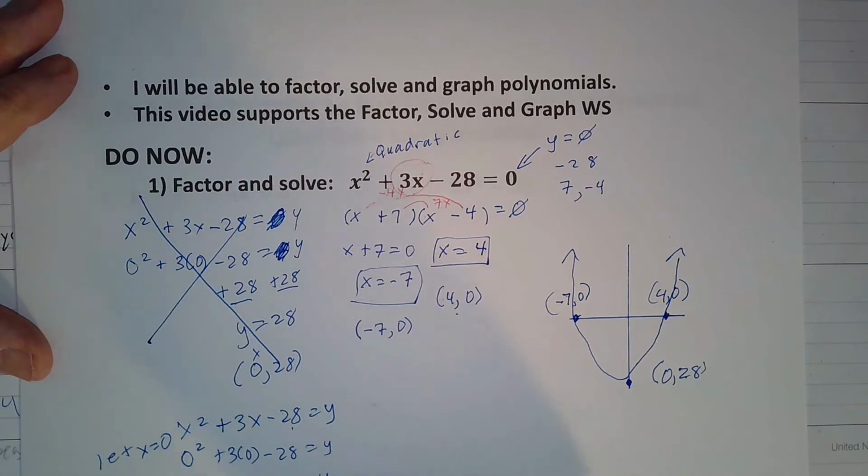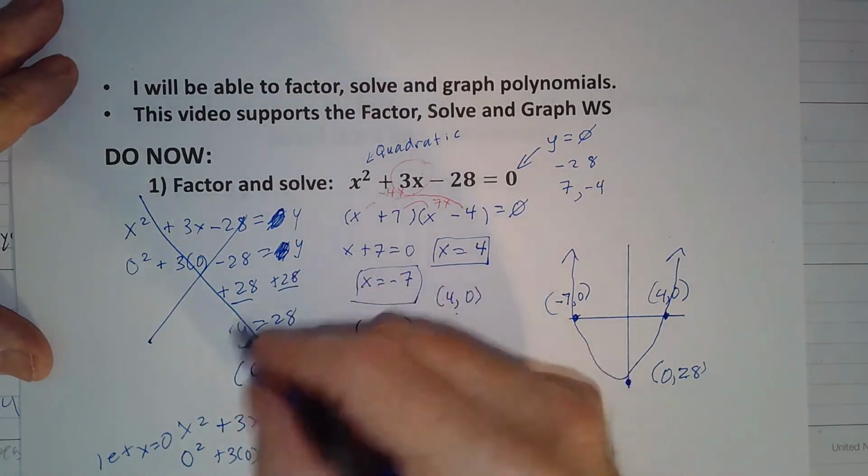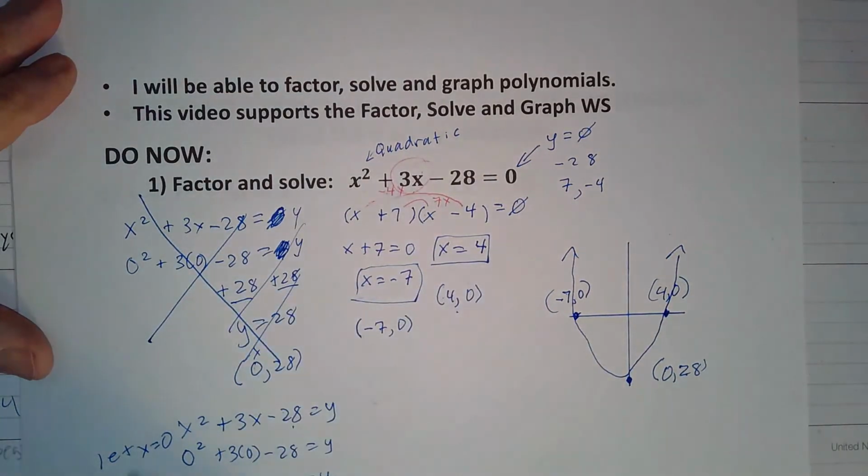Why? Because I'm not transferring the 28 over. Over here I did this, and that's an error. That's why I crossed it out. So I've got 0 minus 28 equals y. So that just means negative 28 equals y. And that is, though, where x is 0 and y is negative 28.